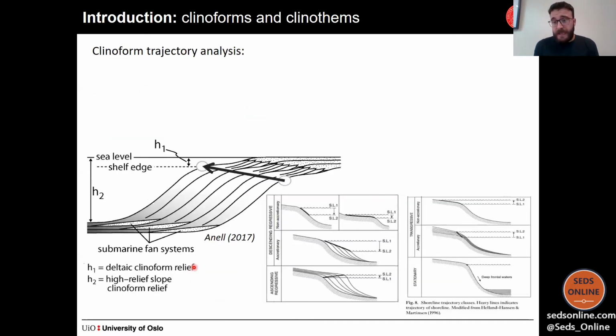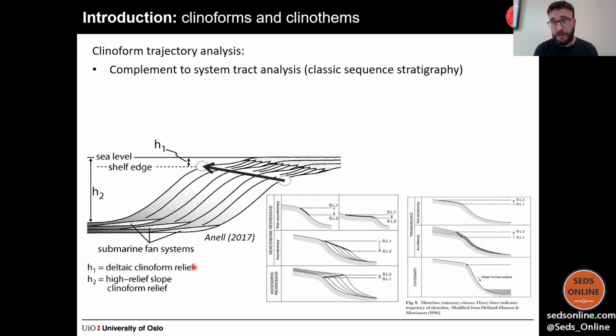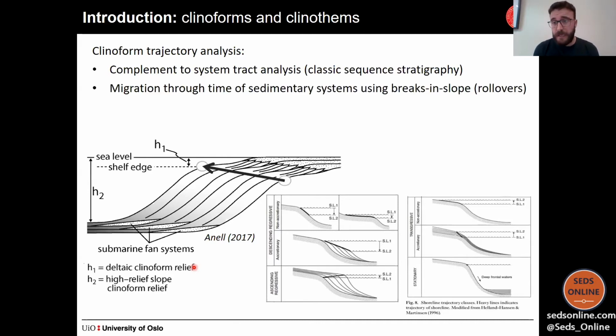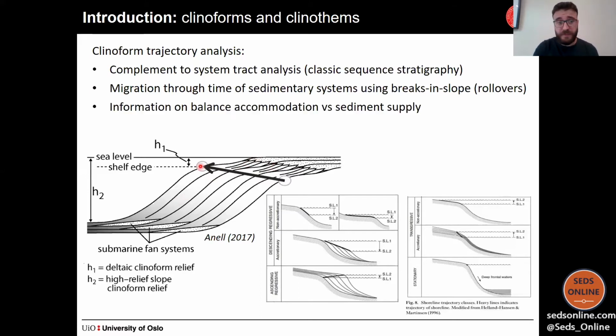So why do we care about clinoforms and clinothems? One of the reasons is because of clinoform trajectory analysis. This is a technique or a tool that complements systems tract analysis, which is classic from sequence stratigraphy. And it essentially tries to study the migration through time of sedimentary systems using different breaks in slope, what we call rollovers. For example, in this case, the shelf edge rollover is the inflection point between the topset shelf and the foreset, which is in this case the submarine slope.